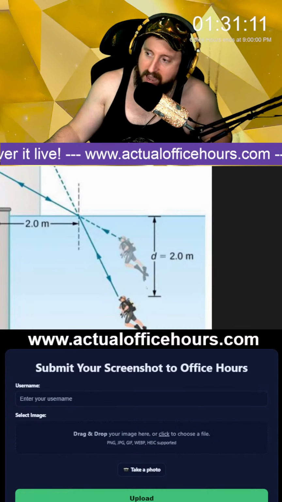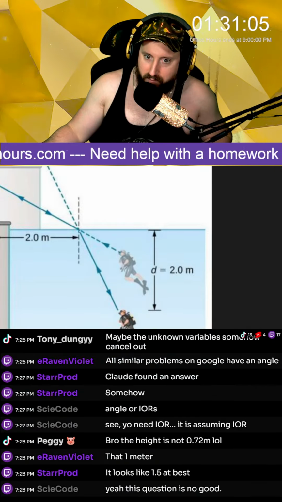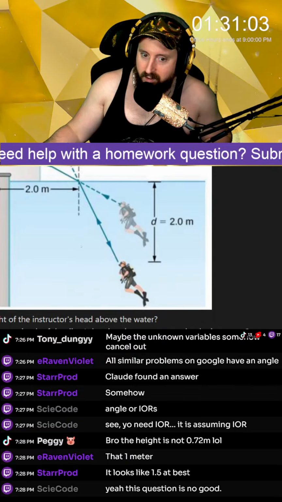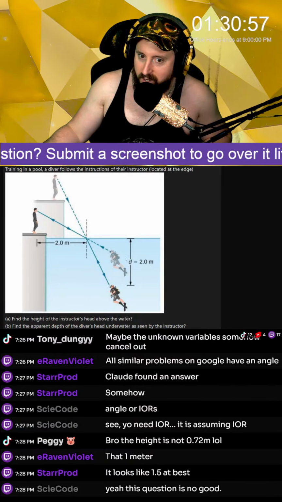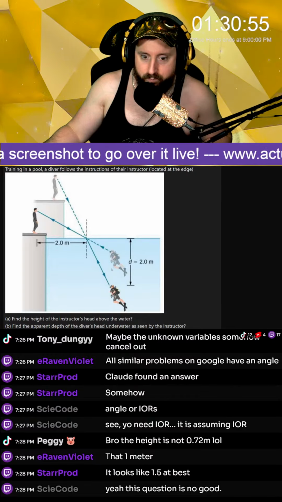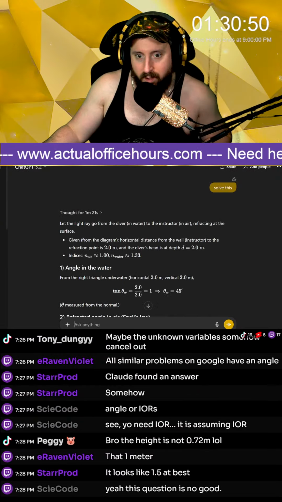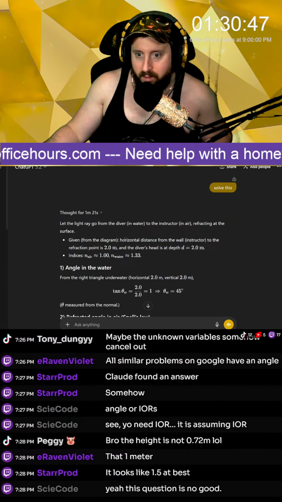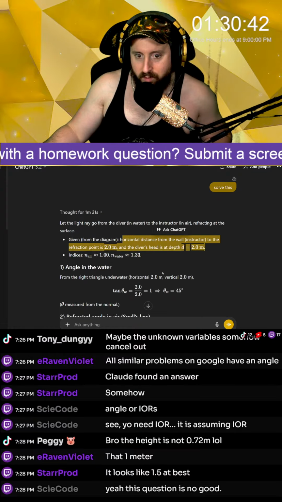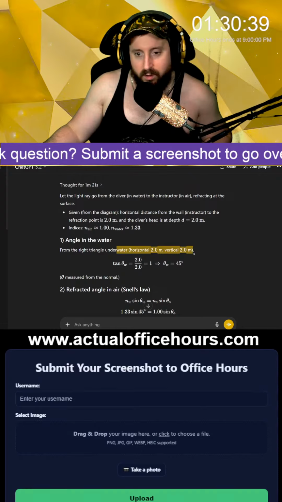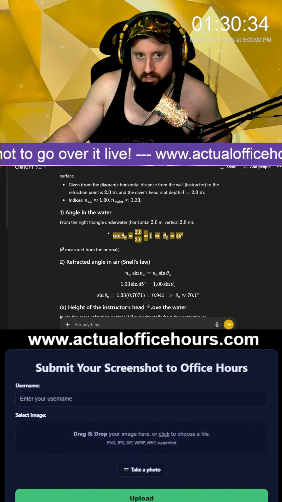Because AI is getting an answer, but it's assuming that the diver here is 2 meters away from the incident light, which I don't think is given. I need another bit of information, right? And this is also kind of the smart thing. Horizontal distance from the wall to the refraction point is 2 meters. The height of the diver is 2 meters. From the right angle underwater, horizontal is... Yeah, both AIs just say it's 45 degrees.